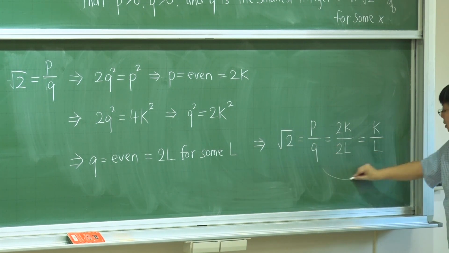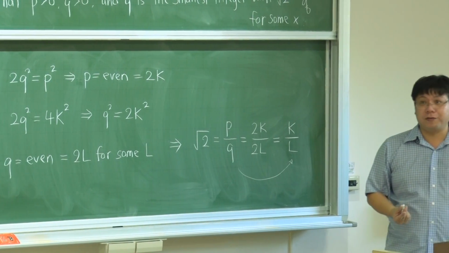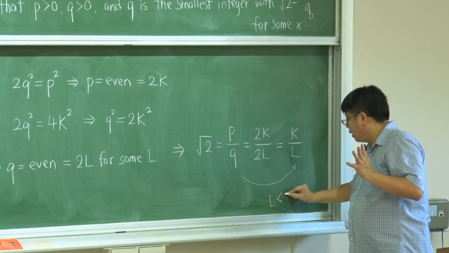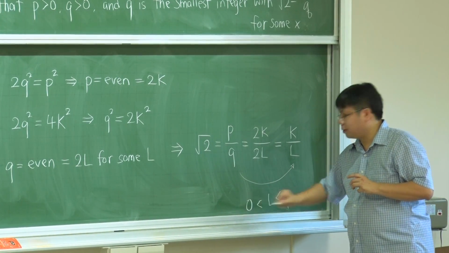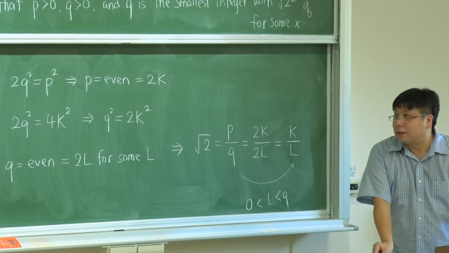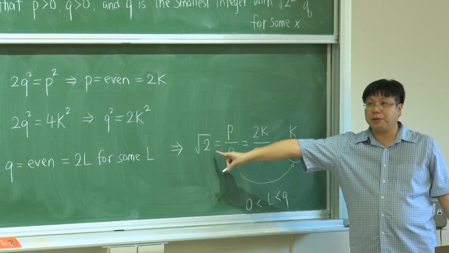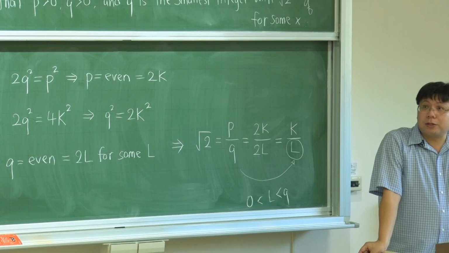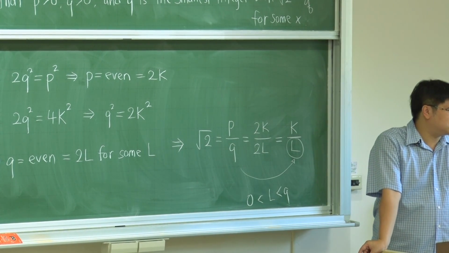And now what? And now you have l. What is l? l is only half of this q. So l has to be smaller than q, right? And then it has to be greater than 0. So l is some number smaller than q, and then you can put it at the bottom so that it is equal to square root 2. So the contradiction occurs from the choice of this q and l. So q, we choose it to be the smallest integer.